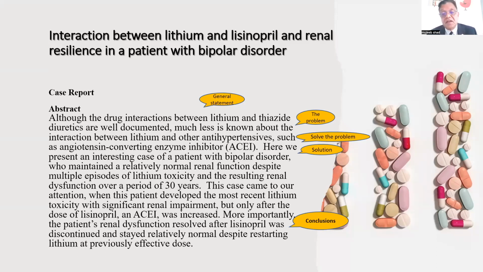Repeat it. General statement, the problem, how to solve the problem, what is the solution, which is the result, and then conclusion. If you follow this format, you have won half the battle.